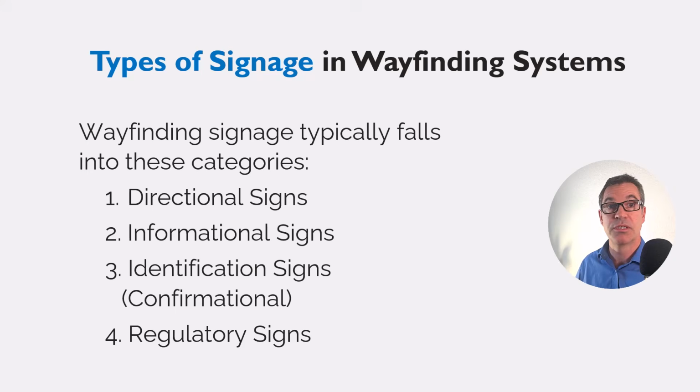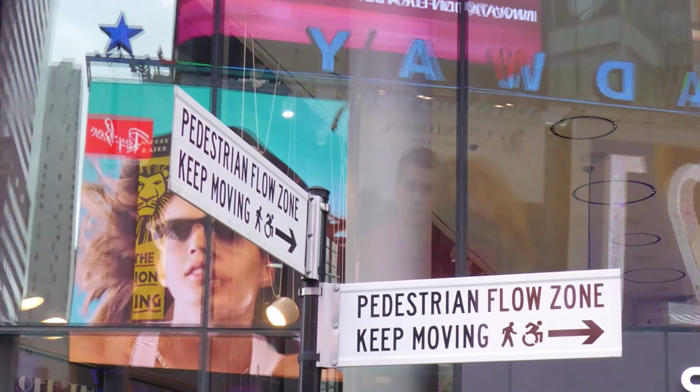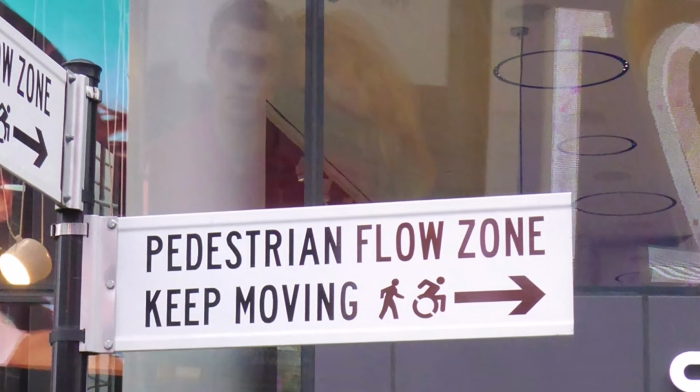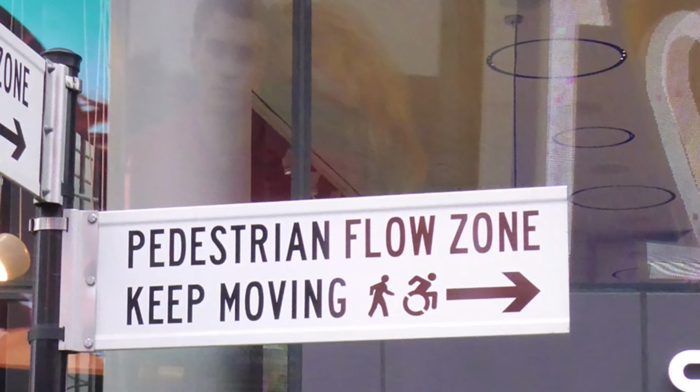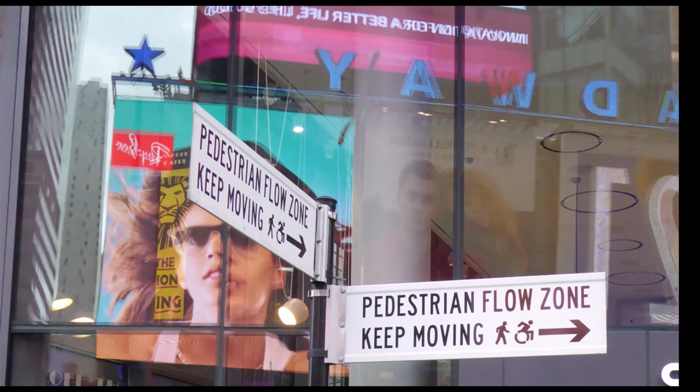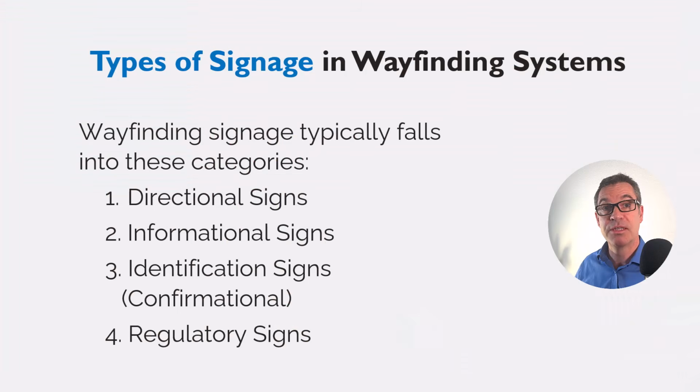Let me show you on computer here. So here's an example of directional signage. You can see where it says pedestrian flow zone, keep moving, and it's got an arrow. So this is a finger post signage that directs people in a certain direction. Just to explain what finger post signage is, this is when you have signage on a tall pole and there are directional signs pointing out like different fingers on the sign. So this is known as finger post signage. And there will be a download coming up at the end of this section where I will have all the different terms. So that's coming up quite soon.